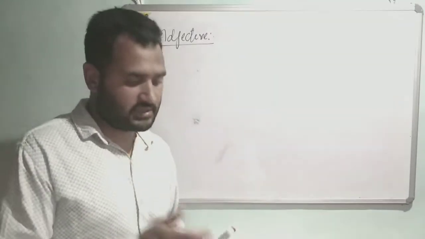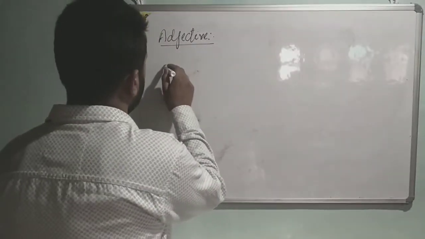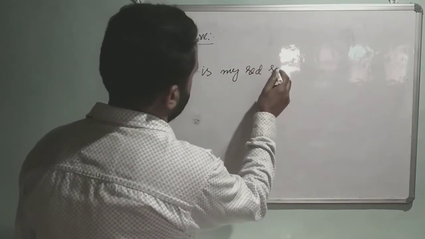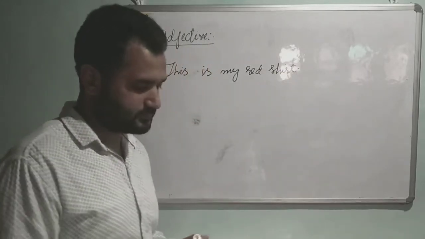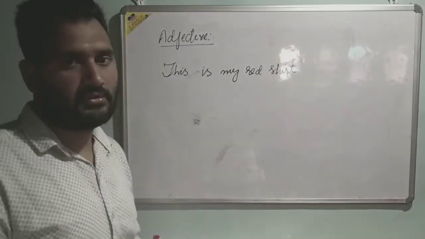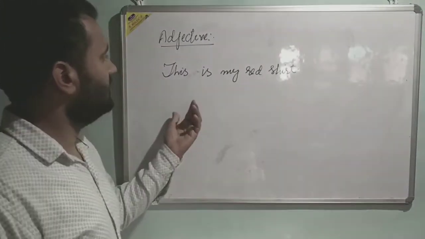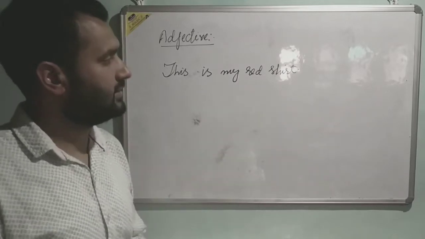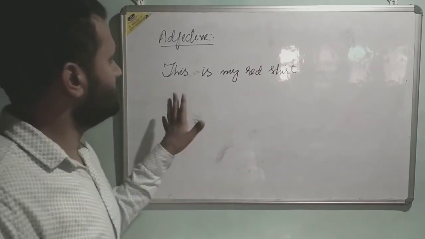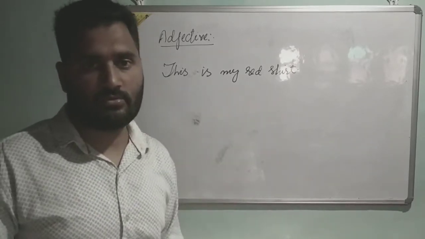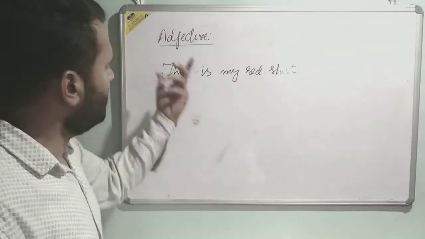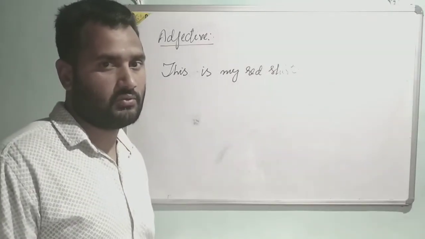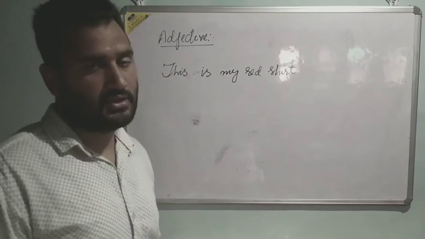Now see, suppose I'm writing a sentence over here like this. This is my red shirt. Now see, this is the syntactical structure of this very sentence. I mean to say, this is the coherence or continuity of words developing a meaningful sentence. Now we have to see which word belongs to which part of speech. Since we are talking about adjective, an adjective is something which is added to the noun or pronoun. Or we can say it's some quality also.